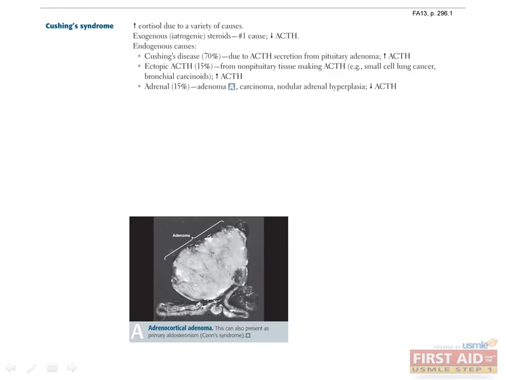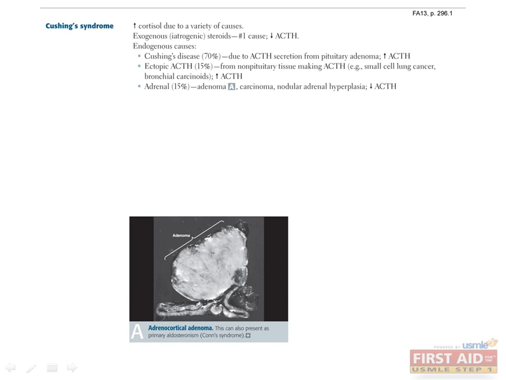The one universal feature is that there is excess cortisol, and the clinician's main job is to figure out the source of the cortisol. The most common cause by far is exogenous administration of steroids. Steroids are useful drugs that doctors prescribe for a variety of conditions, but unfortunately, if used excessively, they can cause Cushing's syndrome.